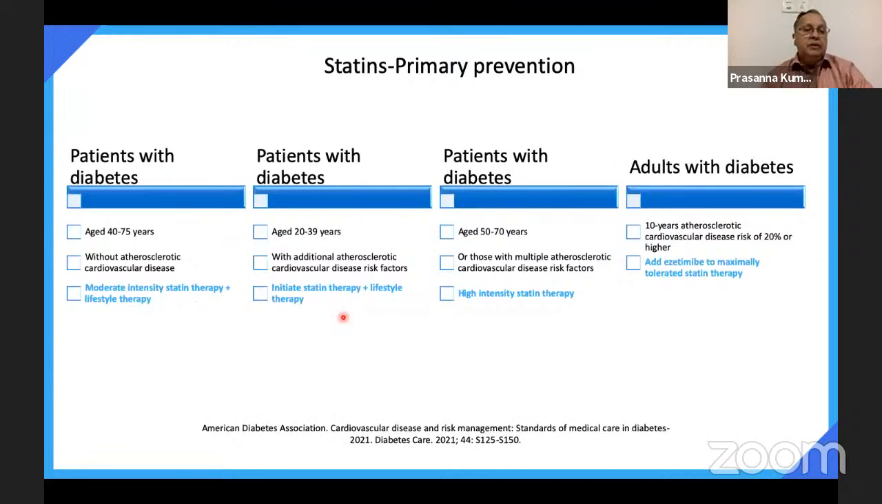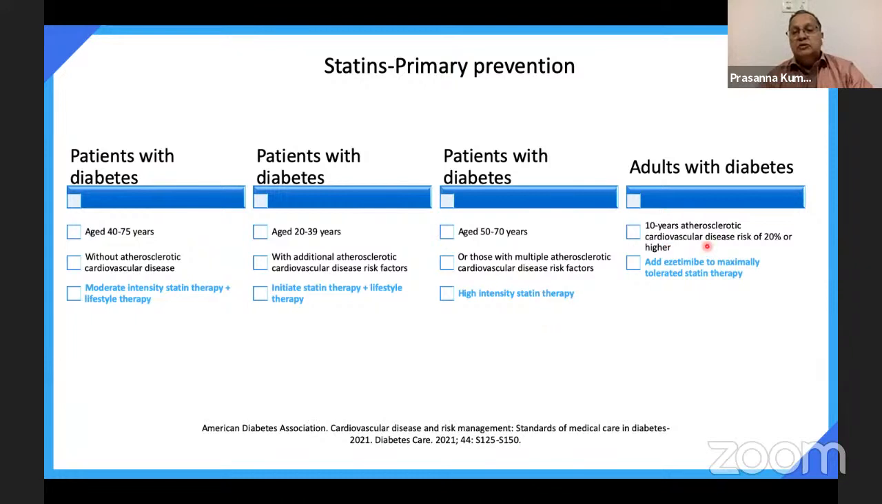We are starting therapy. Patient with diabetes, then 40 to 75 years, primary prevention. Every diabetic between the age of 40 to 75, initiate statin even without atherosclerotic cardiovascular disease. And in such patients, moderate intensity therapy and lifestyle modification. Patient with diabetes aged 20 to 39 with additional cardiovascular risk factors, initiate statin therapy and lifestyle. Patients between 50 to 70 with multiple atherosclerotic cardiovascular risk factors, you should use high intensity therapy. So moderate and high intensity therapy.